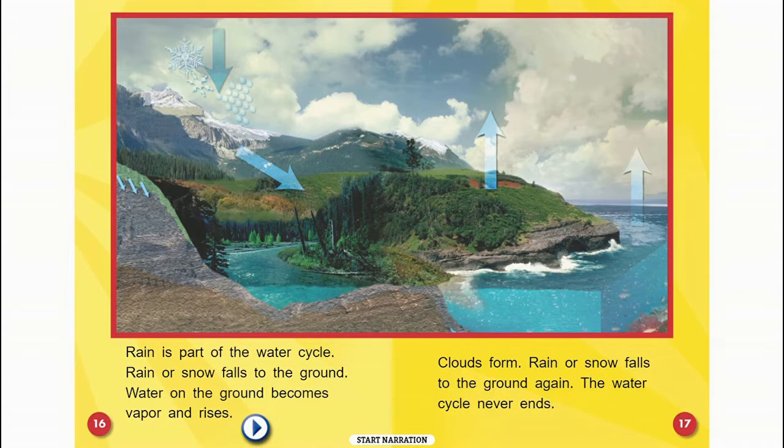It becomes water vapor and it rises up. It becomes clouds. The clouds get heavy with water and the water falls down as rain.